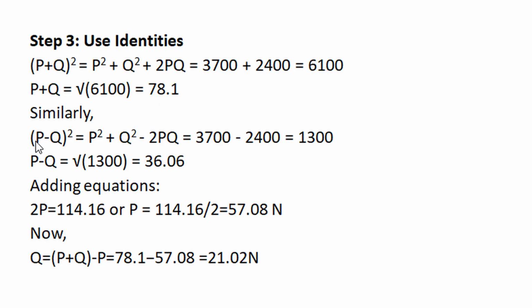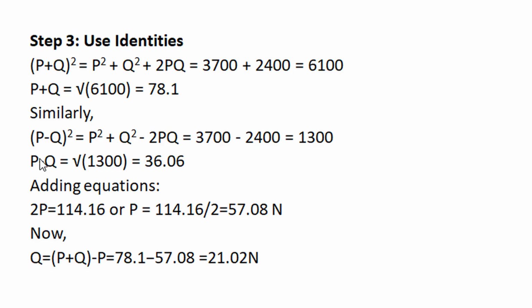Similarly, the identity is P minus Q whole square is equal to P square plus Q square minus 2PQ. We know the value of the sum P square plus Q square as 3700 and the product PQ as 1200, and when it is multiplied by 2 it becomes 2400, and the difference becomes 1300 as P minus Q whole square, and when we take the square root, P minus Q comes as the square root of 1300, or 36.06.